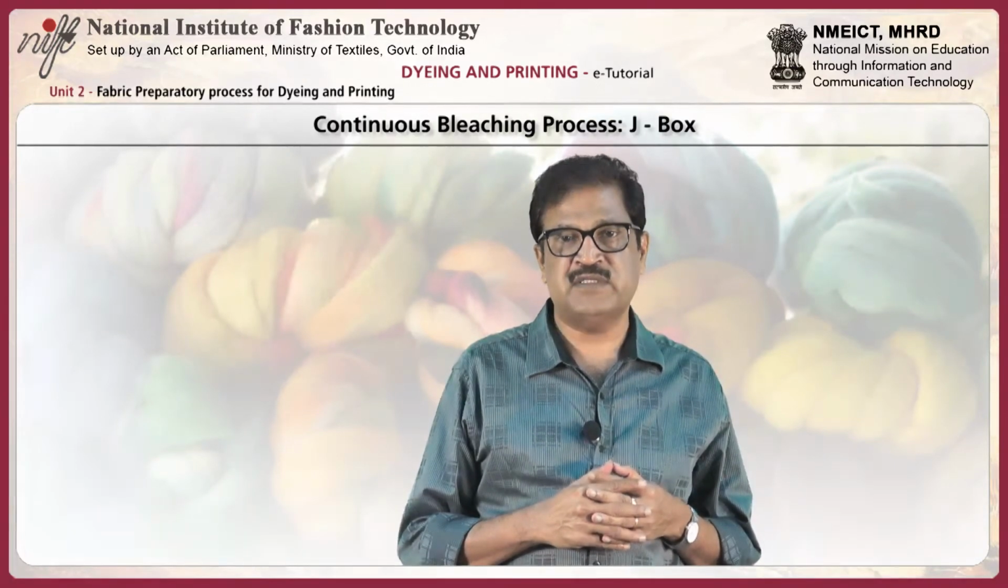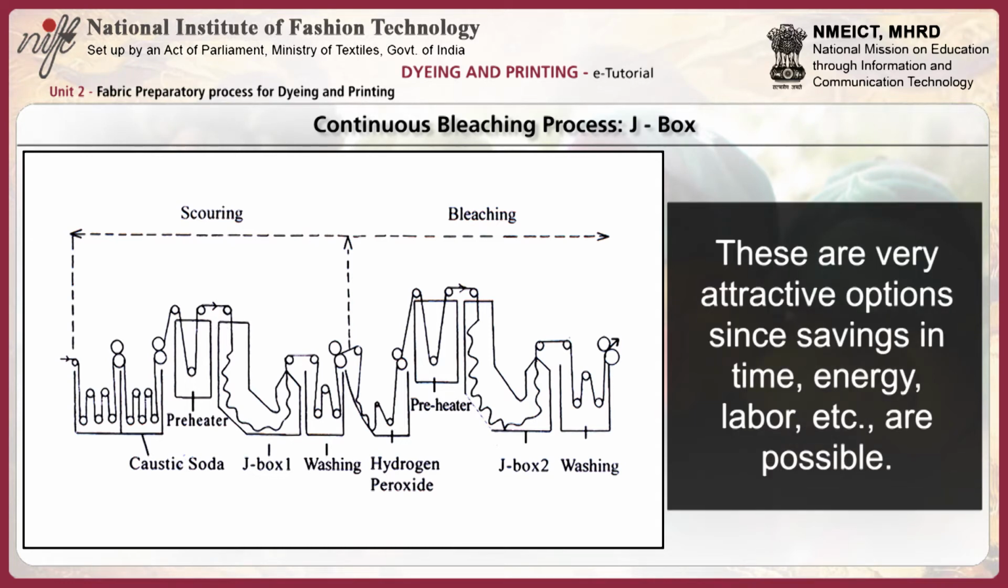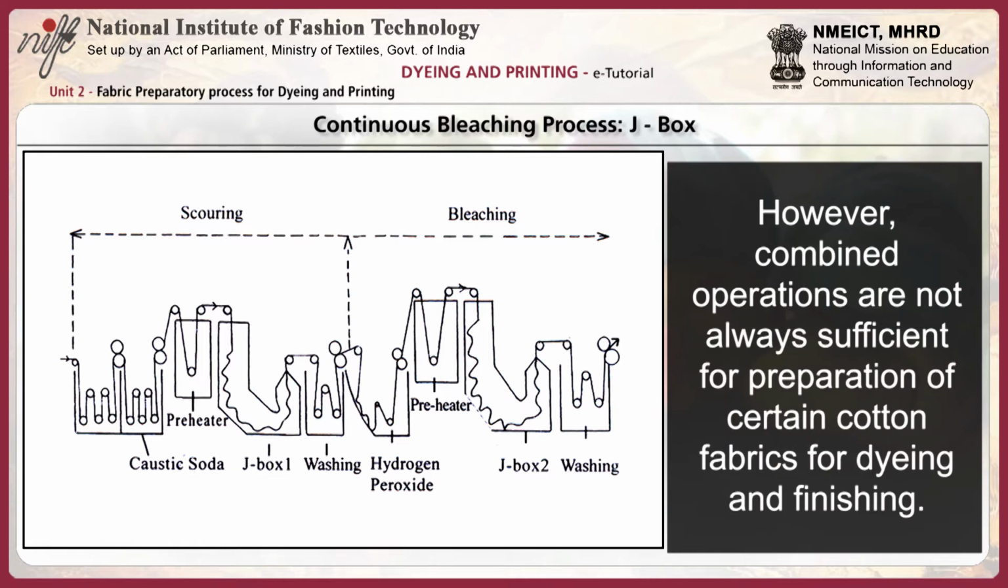Continuous bleaching process, J-box. In this process, desizing, scouring and bleaching are combined together. These are very attractive options since savings in time, energy, labor, etc. are possible. However, combined operations are not always sufficient for preparation of certain cotton fabric for dyeing and finishing.